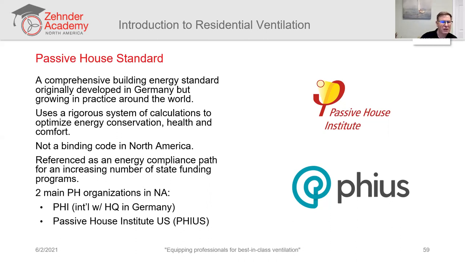There are two main passive house organizations in North America. PHI is Passive House International, or Passive House Institute. That's sort of the international standard, headquartered in Germany, started there in Germany. And then there's PHIUS, or Passive House Institute US, which is a very separate institute or organization, and is primarily US-based, but does have some influence in other countries as well.